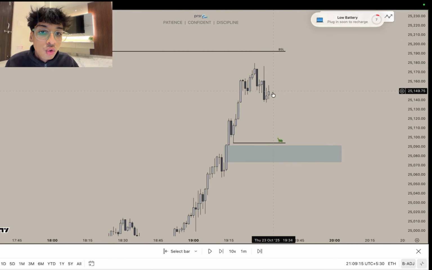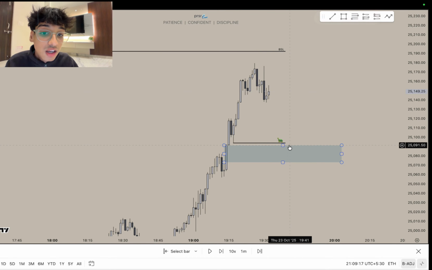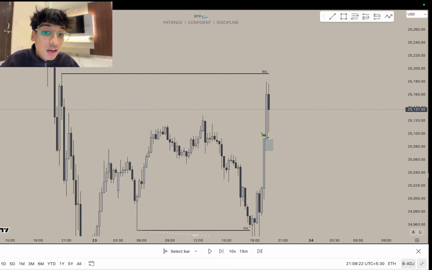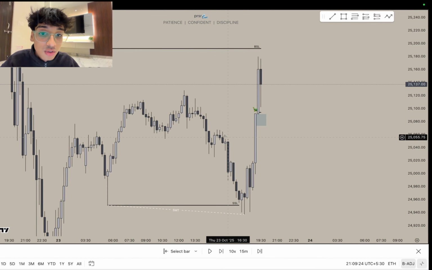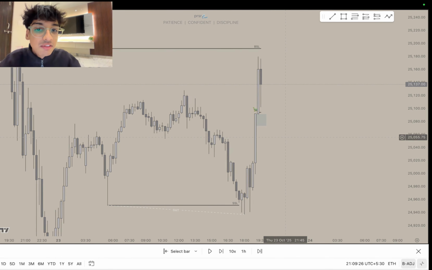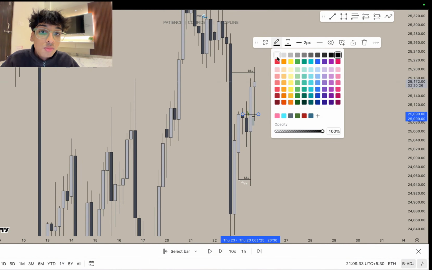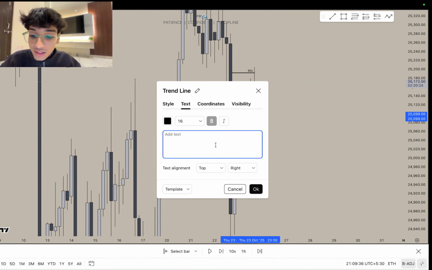I want the market to slowly rebalance back to this 1 minute inefficiency and hunt that internal sell side liquidity. Although we have a 15-minute inefficiency also right here, so I'm so much confident. And even on the 4 hour, guys, we have a 4 hour order block right here. So my confirmation of this trade is going to increase.